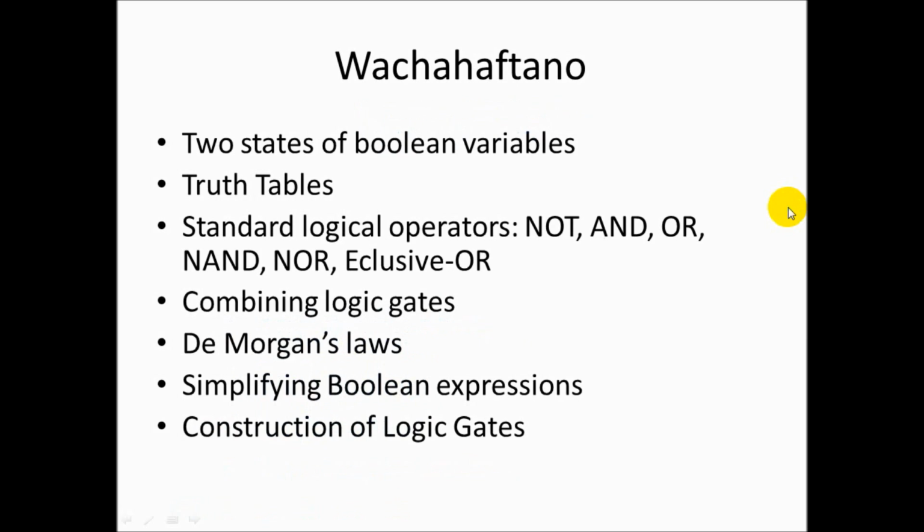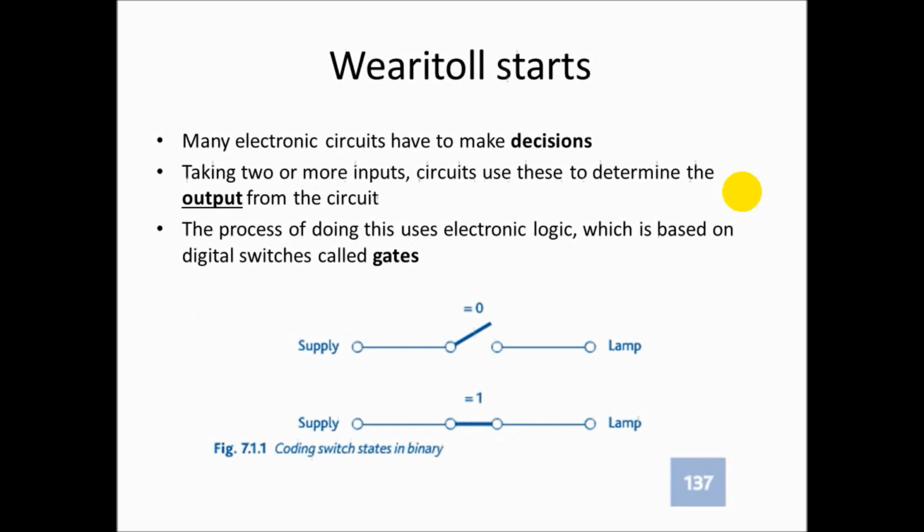What you have to know? Well, the two states of Boolean variables, truth tables, the standard logical operators or connectors called not, and, or, nor, exclusive or, and we might also look at exclusive nor, XNOR. Combining logic gates, De Morgan's laws, simplifying Boolean expressions, construction of logic gates.